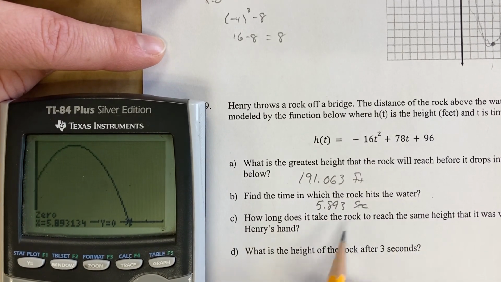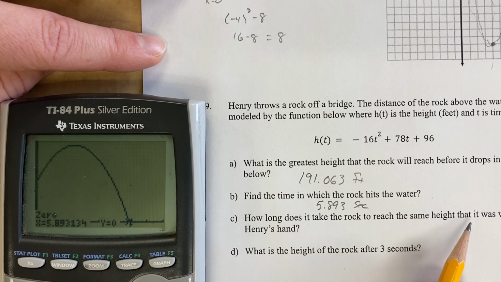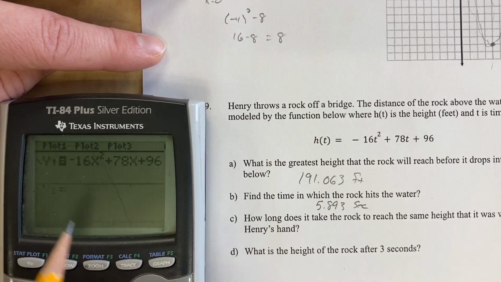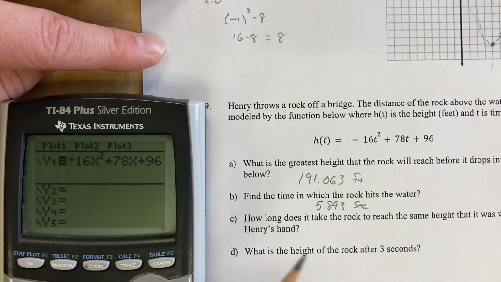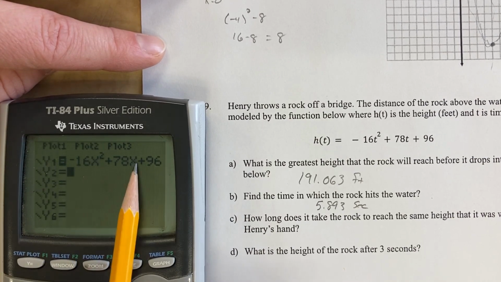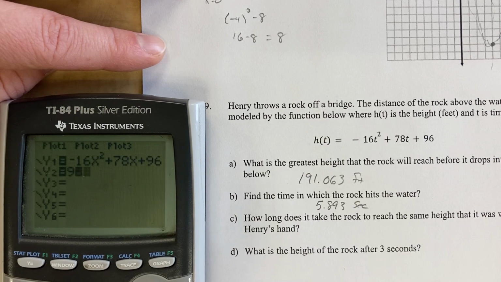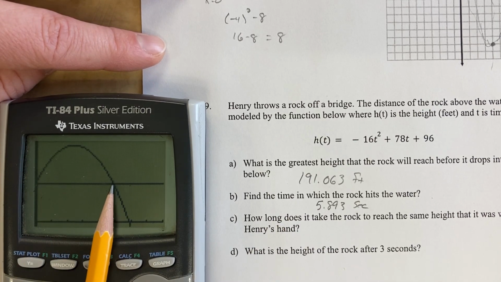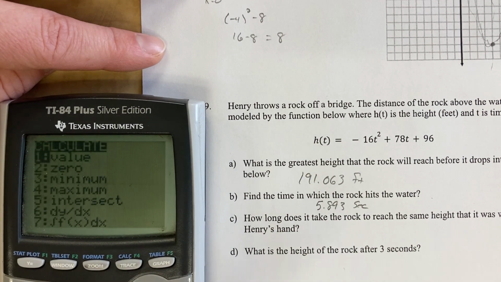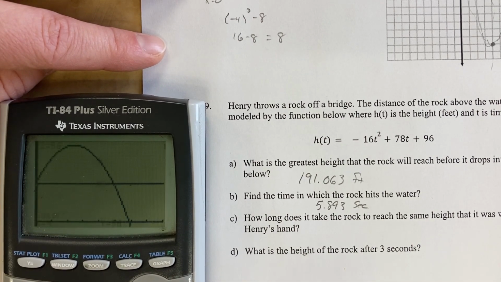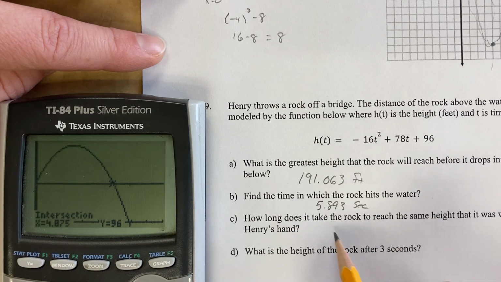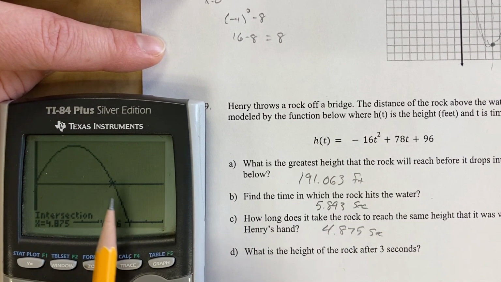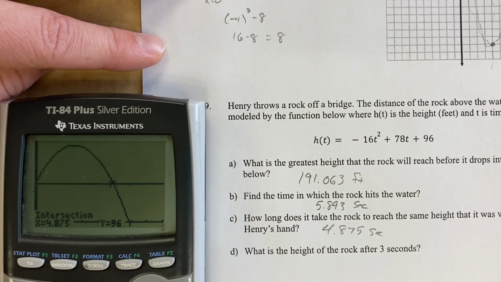Okay. How long does it take the rock to reach the same height that it was when it left Henry's hand? So this is the height that it left his hand. If you look here, that height is 96. You know, that would be at time 0. Okay, so I'm just gonna go ahead and put a line at 96. There's that height where it left, and this is the time where it's added again. So if I go calculate, intersect, enter, goes to that time at 4.875 seconds. It's right at that height of 96 again, okay?